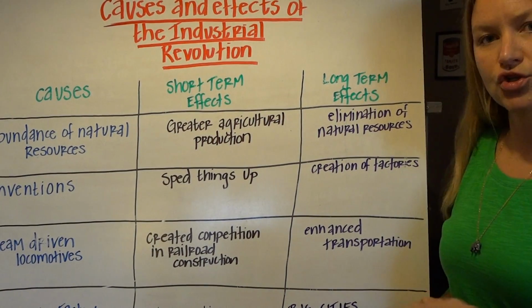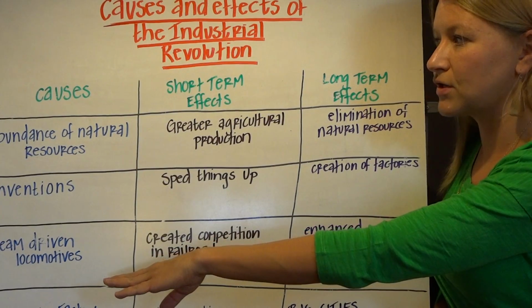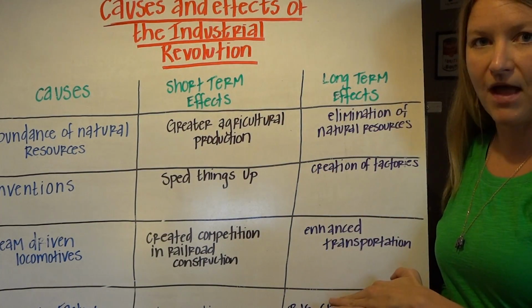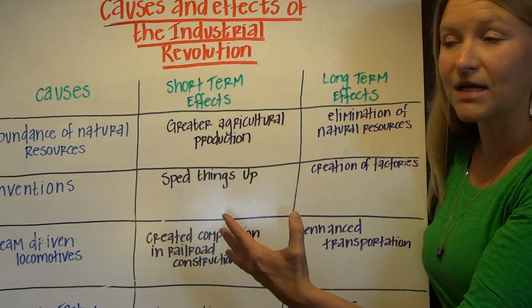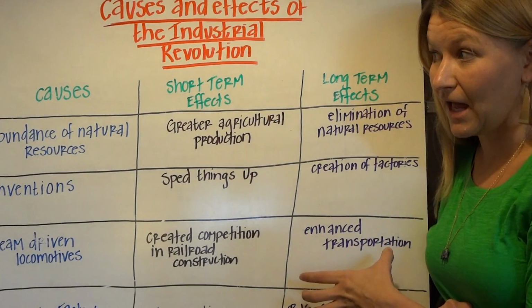So I put together a chart, and in this chart you see some of the causes of the Industrial Revolution, their short-term effects, and their long-term effects. So short-term effects might have been over the period of 20 years, while the long-term effects might be effects that we are still seeing today.